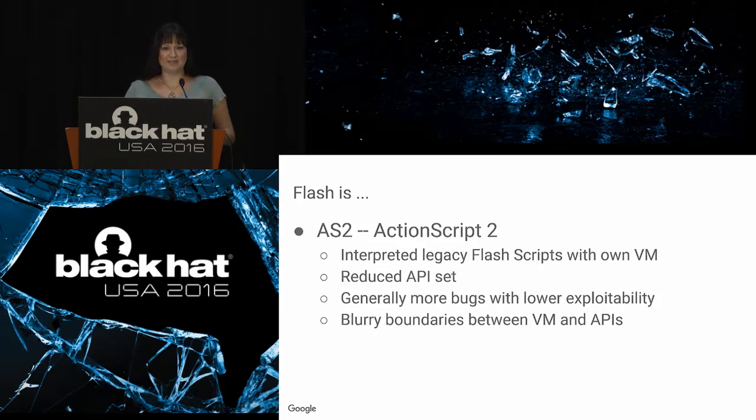For example, it doesn't do automatic type checking on variables. Instead, the developer writing a native API has to manually check every type. And certain features like this that are hard to fix at scale cause it to generally have more bugs. But the flip side is that bugs in ActionScript 2 tend to be a bit less exploitable. And that's because ActionScript 2 just has less stuff in it.